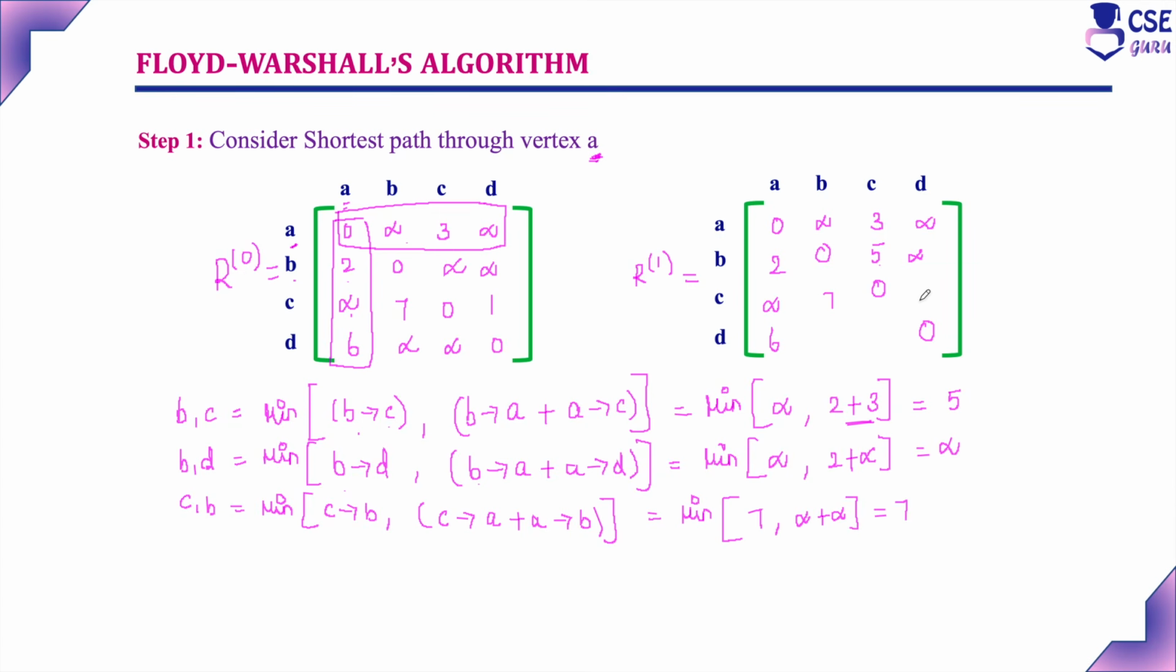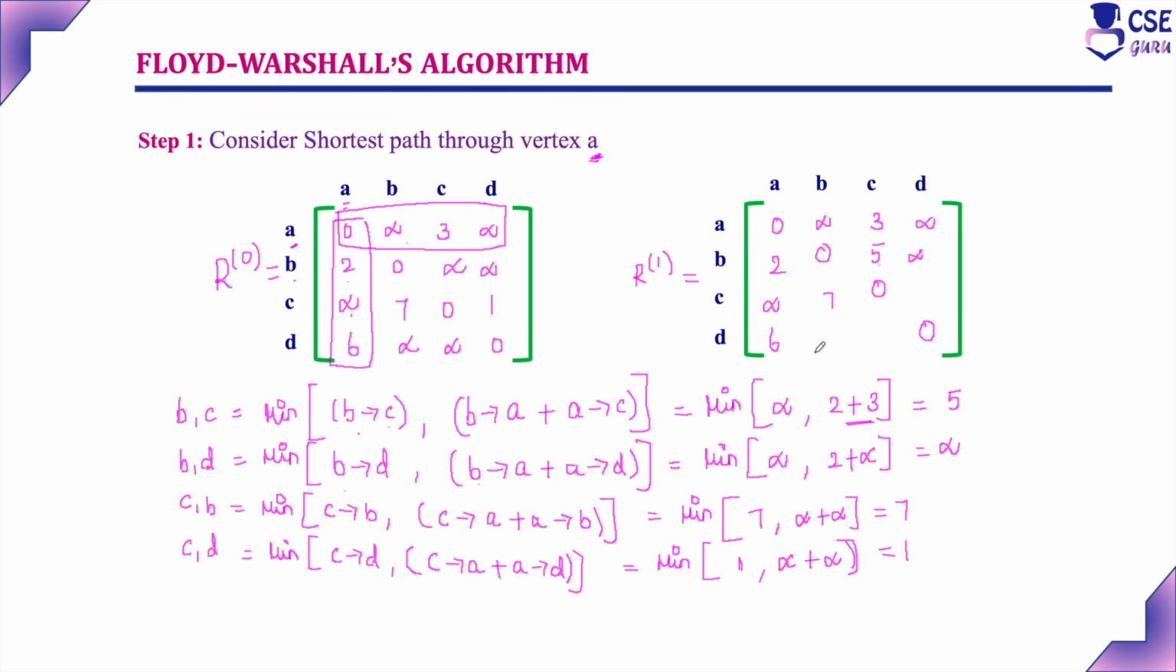Next, we need to find the shortest path for C to D. That is minimum of C to D, through vertex A we need to consider. So, C to A plus A to D. The minimum of C to D, the distance is 1, and C to A is infinite and A to D is also infinite. So, we will get 1 only.